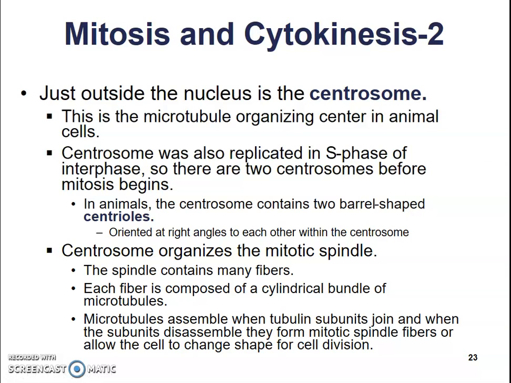Just outside the nucleus, there is a structure called the centrosome. This is responsible for organizing the microtubules that help manipulate the chromatids as they move around. The centrosome was replicated during the S phase of interphase, so there are actually 2 of them. In animal cells, they contain a structure called a centriole that helps move the chromatids around. The centrosome organizes the mitotic spindle, which contains lots of fibers. Those fibers are made up of microtubules, and they form to help move the chromosomes around, and they help change the shape of the cell for cell division.